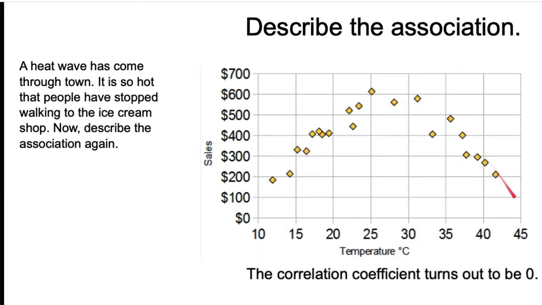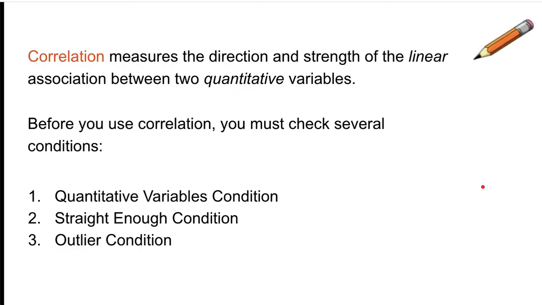And why is that? Because this is nonlinear. So you really need to have linear data when you're talking about a correlation coefficient. Okay, strong association, but not a strong correlation. There's no correlation here. So to emphasize again, correlation is measuring your direction and strength of the linear association between two quantitative variables. So there's 3 conditions you really need to check when you're talking about correlation.